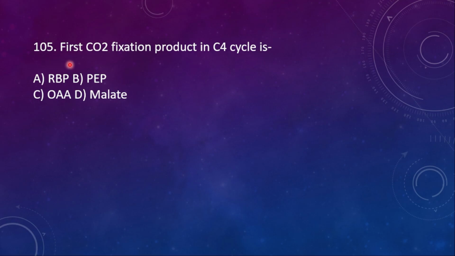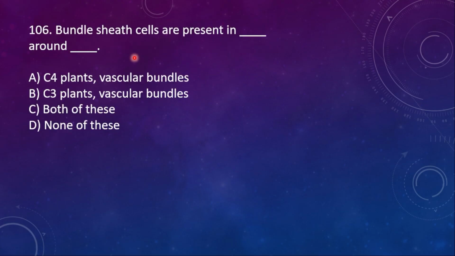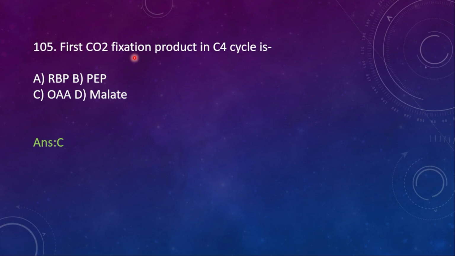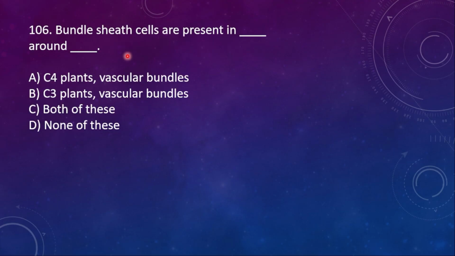105. First CO2 fixation product in C4 cycle is RuBP, PEP, OAA, malate. First CO2 fixation product is OAA. In C3 it is PGA, in C4 it is OAA.